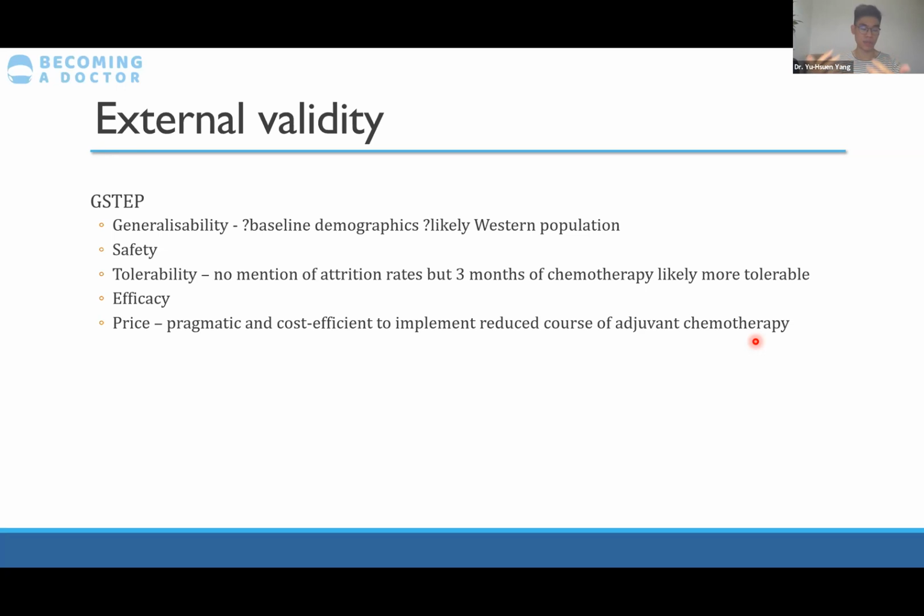For instance, it's a randomized controlled trial, multi-center across many different centers. And because the results are significant, and because it would overall improve the quality of patients' lives, and similarly, 3 months of adjuvant chemotherapy would reduce recurrence to the same extent as 6 months of adjuvant chemotherapy.